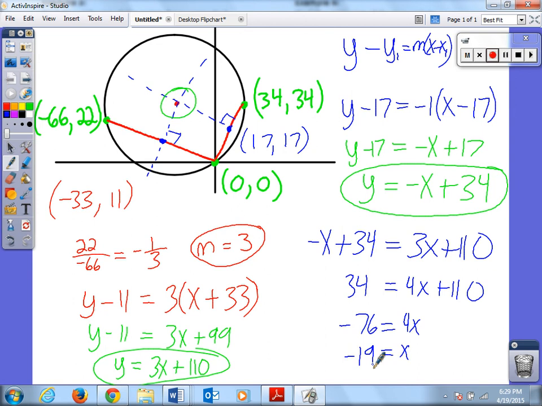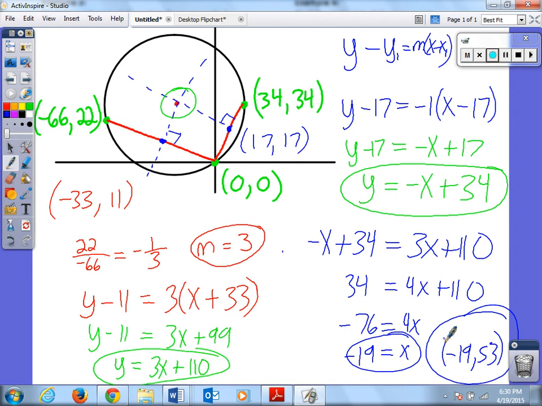We need to now find the y-coordinate. So we'll take that x value of negative 19, and we're going to plug it into any of the equations. I trust that you can do that, so we'll skip that step. But you plug negative 19 into any of those equations, you should get 53. So then we have xy coordinates of negative 19, 53. So that is the center of the circle on the bottom right.